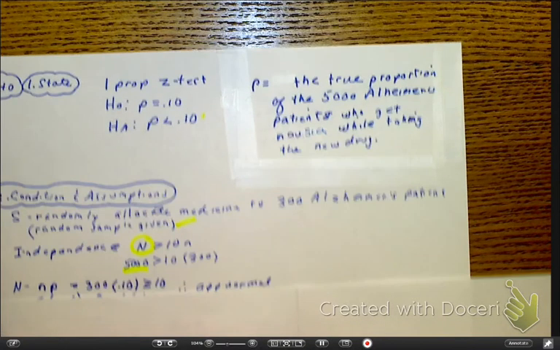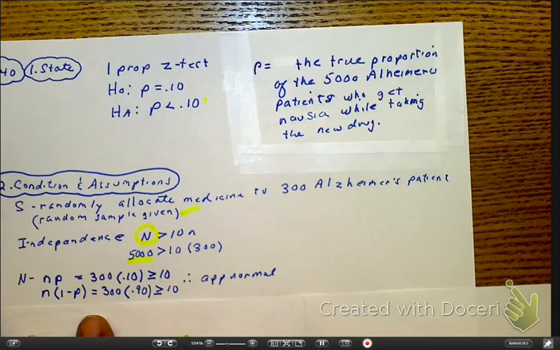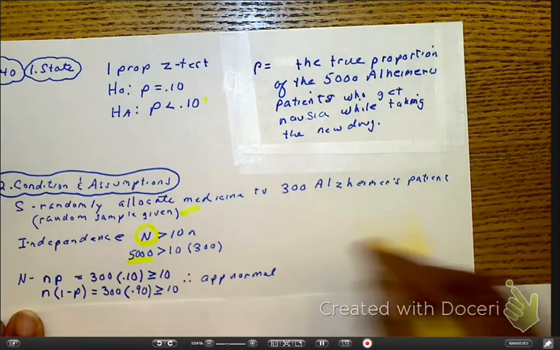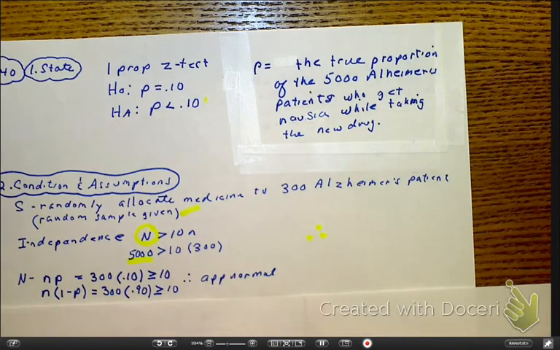And now let's look at normality like we have always. Here we're looking at n times p, not p hat, but n times p. That is greater than or equal to 10. Yes, it is. So yes, it is approximately normal. Therefore, I can proceed with this test.